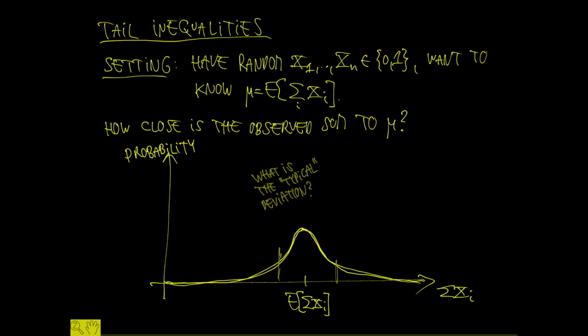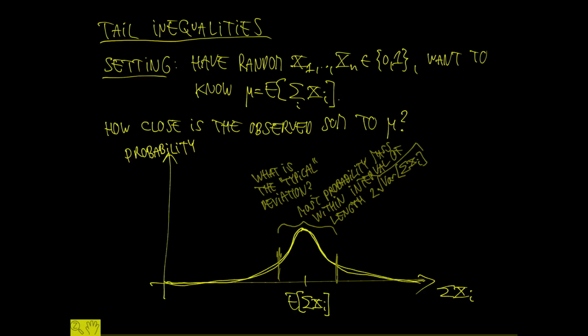So one question is, what is the typical deviation? And this is often expressed in terms of the variance. One fact is that most of the probability mass is going to be within an interval of length that is roughly 2 times the variance. In the setting above, if the variables are independent, we can bound that by 2 times the square root of the expectation. Another type of question you can ask is, how likely is it that there's a large deviation?